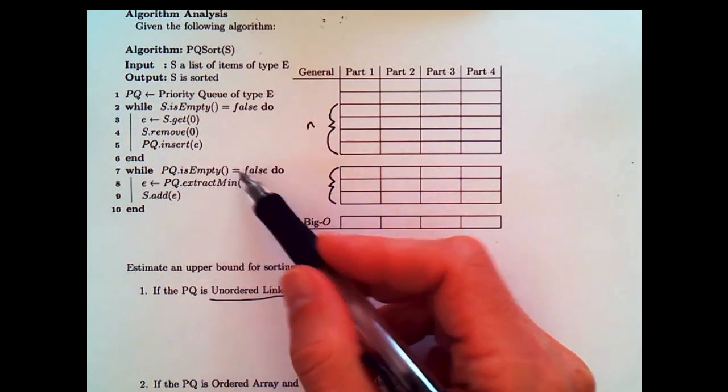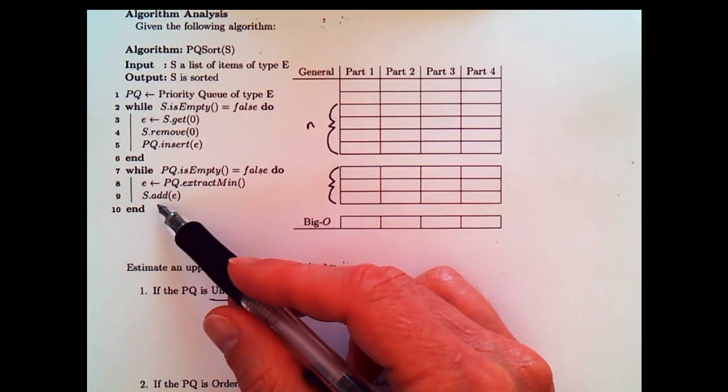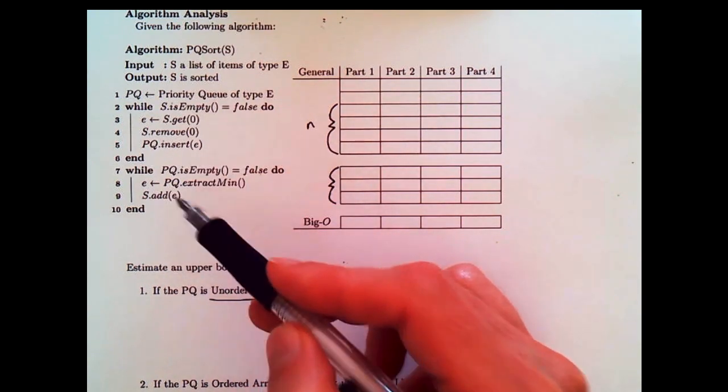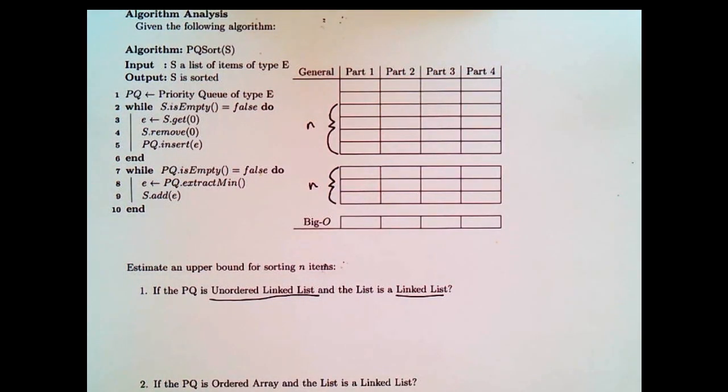Our second loop, again, is going through the priority queue, and it's continually extracting items and adding them to the list. So we'd added n items to the priority queue, so we'll have n items to remove from the priority queue.